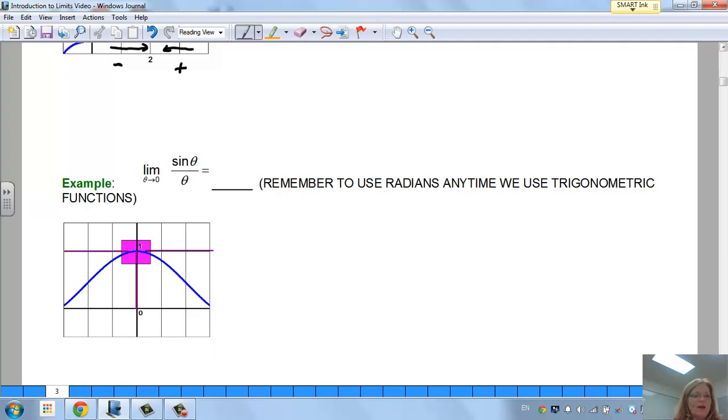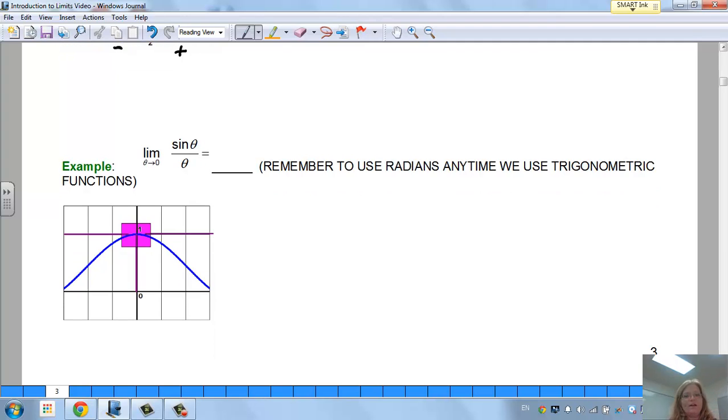Same with this graph. If I look at this one, sine theta over theta, remember to use radians. As I approach it from the left, you follow it this way, it looks like I'm getting close to the y value of 1. And if I approach it from the right, I follow my graph this way, and it looks like it gets closer to 1. So you can look at a graph to see what your limits are.